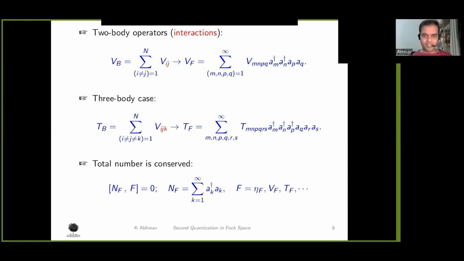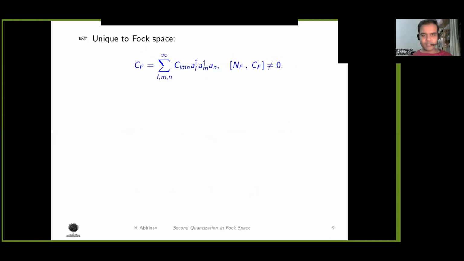So this is simply a one-to-one correspondence. But where the Fock space becomes more general is that in Fock space we can define operators which are a combination of, say, two creation operators and one annihilation operator. This represents a process where one particle is getting created on its own. So definitely the number of particles is not conserved.